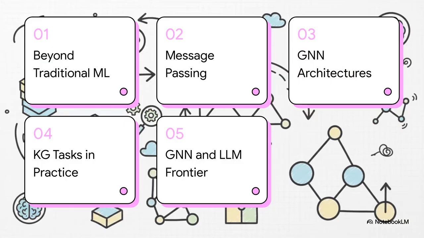Okay, let's dive right into this roadmap. First, we'll look beyond traditional GraphML. Then, we'll break down the intuition of message passing. After that, we'll explore different GNN architectures, see how knowledge graph tasks work in practice, and finally, check out the exciting new frontier of GNNs and LLMs.